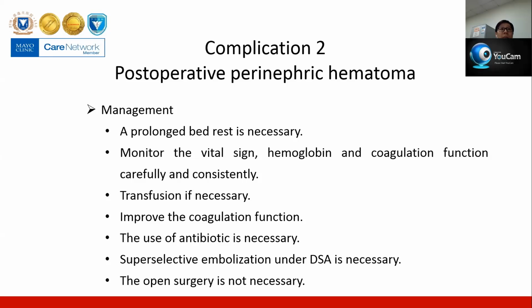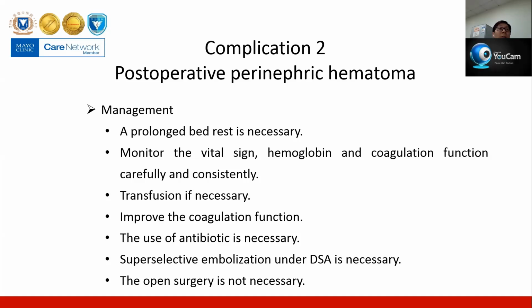And if the hemoglobin goes down obviously, transfusion is necessary. The coagulation function is also important during the progression. Usually, coagulation function will be abnormal because bleeding consumes a lot of thrombin and fibrinogen, and the abnormal coagulation function will cause more bleeding. It becomes a vicious circle. So the giving of plasma and fibrinogen is important to reverse this vicious circle and help hemostasis.